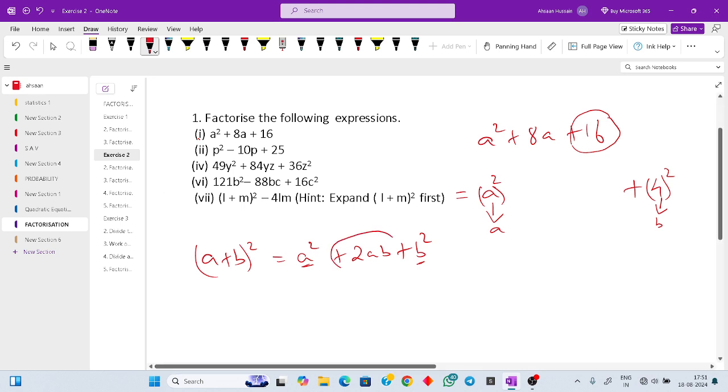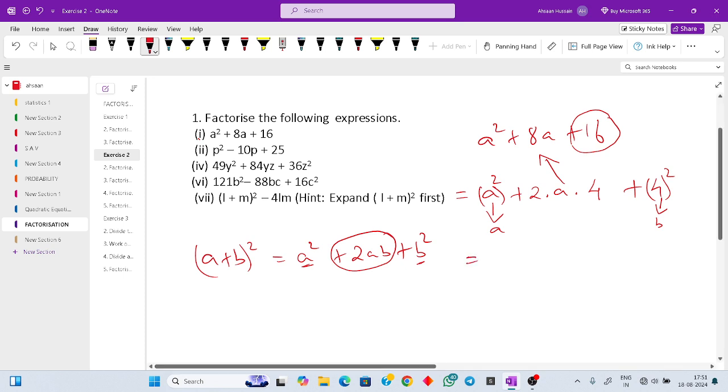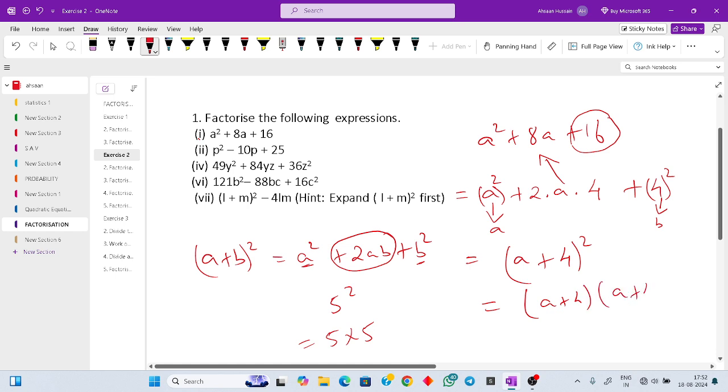Then what is left? Plus twice ab is left. So we'll write plus twice a means a and b means 4. Now, if you multiply 2 and 4, you will get 8 again, isn't it? So now we'll write a plus b whole square. Now, how will you represent 5 square? You will write 5 into 5. Similarly, a plus 4 whole square means a plus 4 multiplied a plus 4.